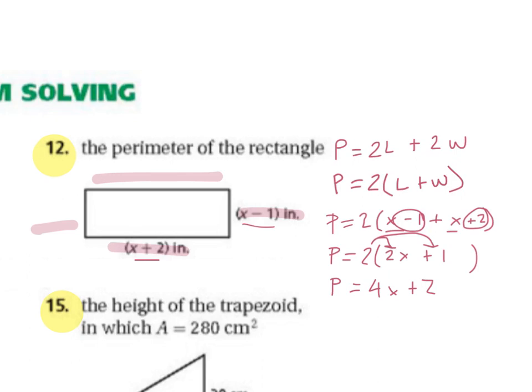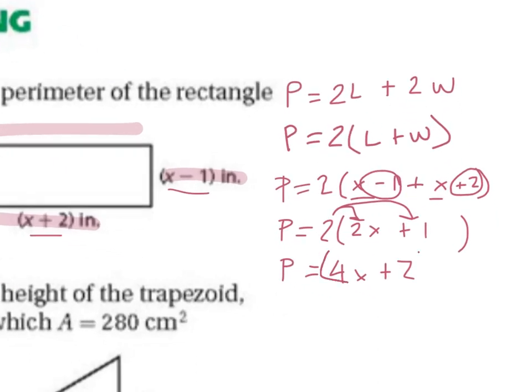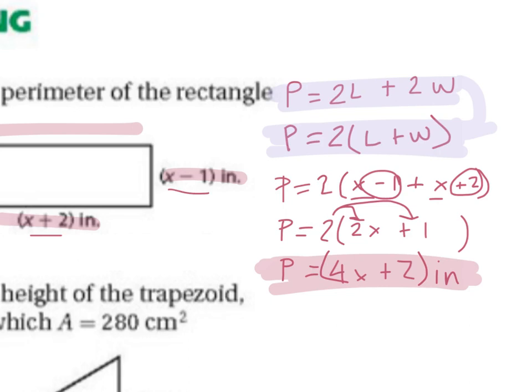And it gives us inches, so our perimeter is going to be in inches as well. So this is our answer for perimeter. Remember here we have 2 different formulas for perimeter, which is pretty much the same thing, but in the second one we just pulled out the 2. If we distributed the 2 in this one, we would get the same equation.